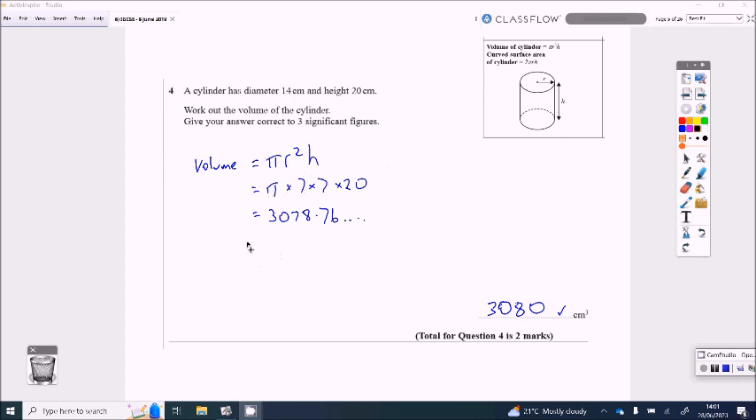Popping that into a calculator, we get this. Now rounding that to 3 significant figures, we get 3080.